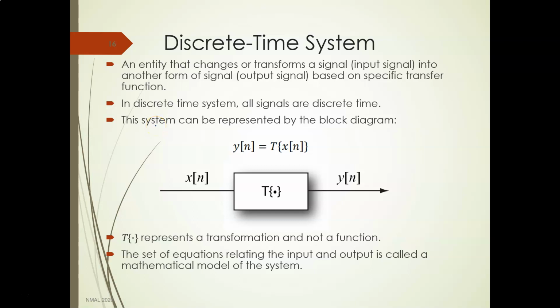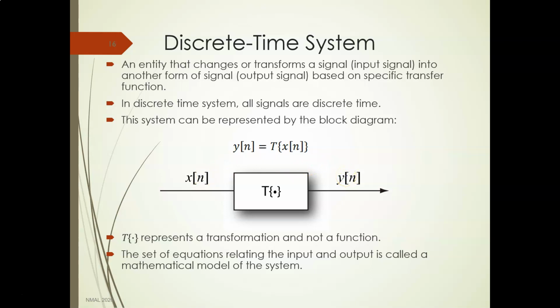Hi all. So now I'm going to explain about discrete time system. A discrete time system is an entity that changes or transforms a signal, which is the input signal, into another form of signal, which is the output signal, based on a specific transfer function. In a discrete time system, all signals involved, whether input or output, are discrete time.